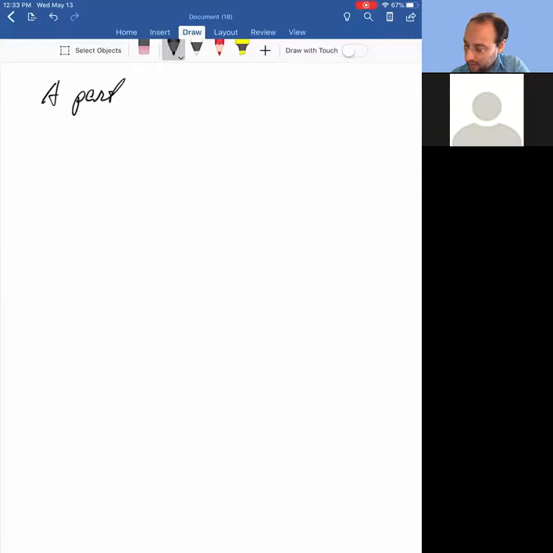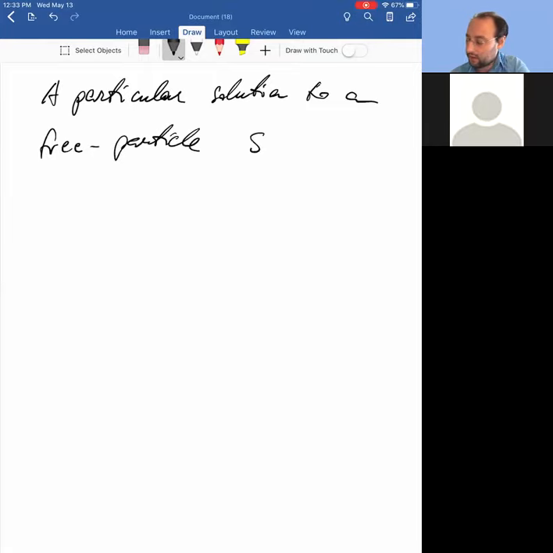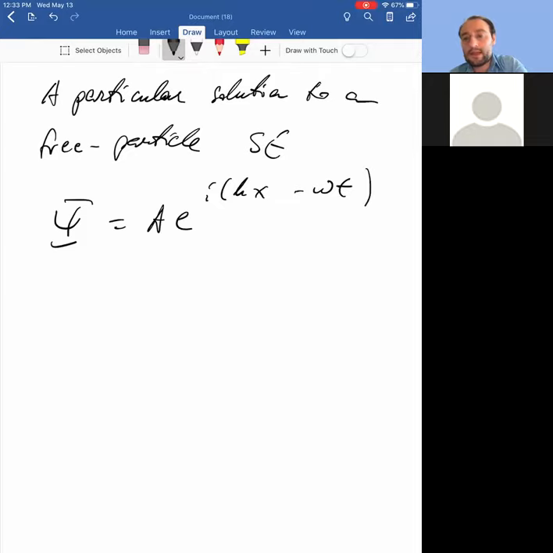this is a particular solution to a free particle Schrödinger's equation. Okay, this describes a complex form of a plane wave, meaning the wave fronts are planar. So it has a cosine and it has a real and imaginary part. Let me write it out like that.